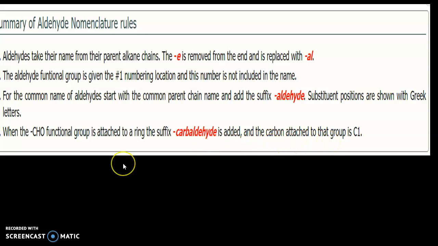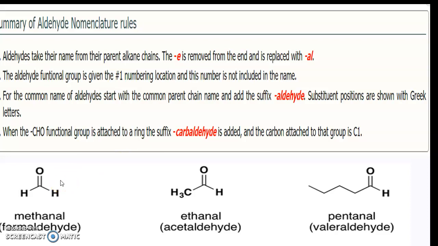Now we'll see some examples so that you will understand the nomenclature of aldehydes. See this. There is only one carbon in this compound, so it will be methane, and the E of that methane will be replaced by AL, so it will become methanal, right? And formaldehyde is the common name. Now in this compound there are two carbons, 1 and 2, so the parent alkane is ethane, and the E of ethane is replaced by AL, so it will become ethanal.